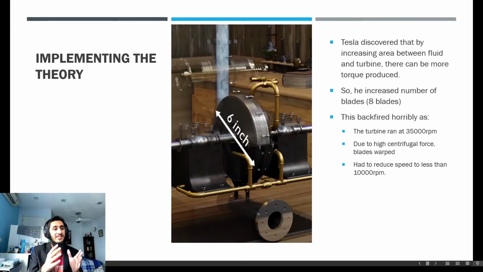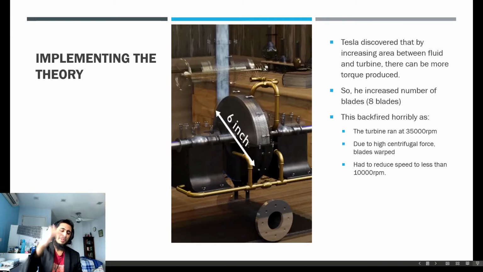Now, when he created the design, he estimated that it would be able to create upwards of 97% efficiency, which is absurd considering at the time most bladed turbines had an efficiency of 40 to 50%. Now, his idea of doing this to create more torque backfired spectacularly because the sheer amount of force meant that these turbines, these blades, rotated at 35,000 rotations per minute.